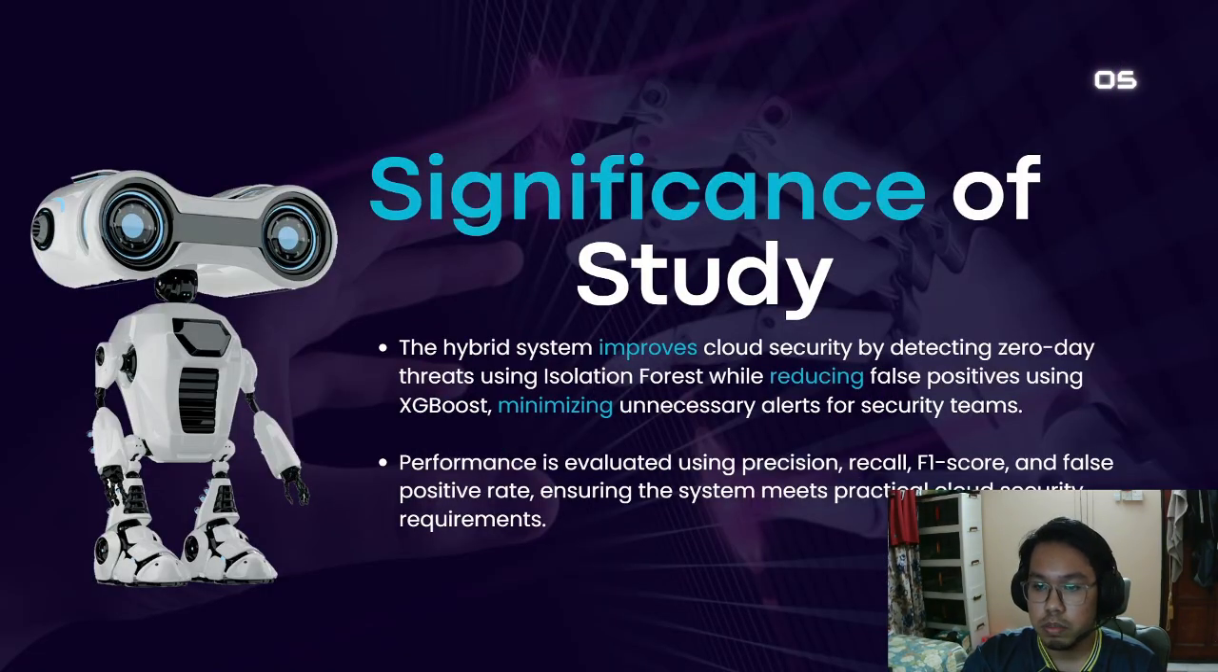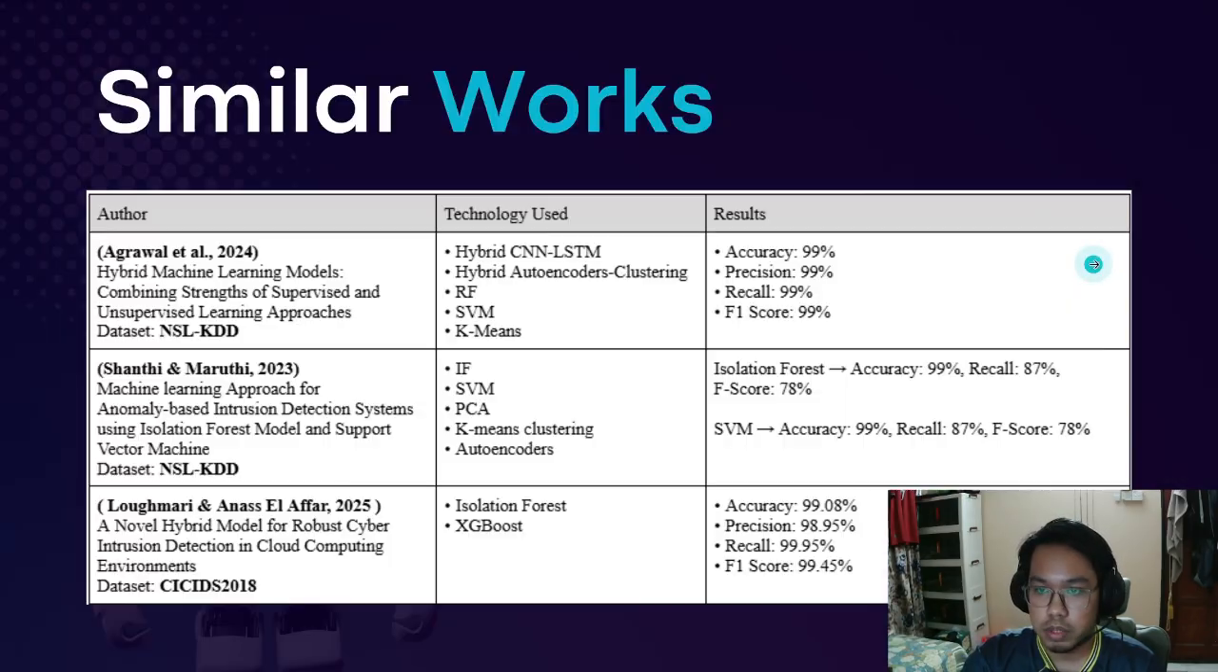Significance of the study. The hybrid system improves cloud security by detecting zero-day attacks using Isolation Forest while reducing false positives using XGBoost. Performance is evaluated using precision, recall, F1 score, and false positive rate to ensure the system meets practical cloud security requirements.